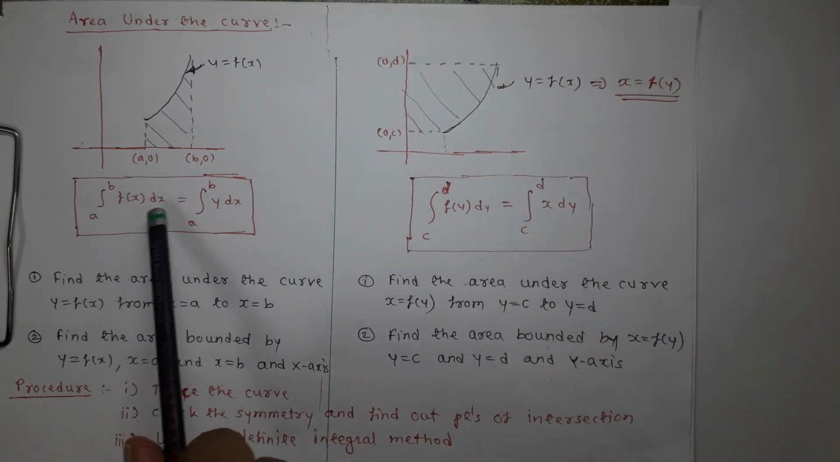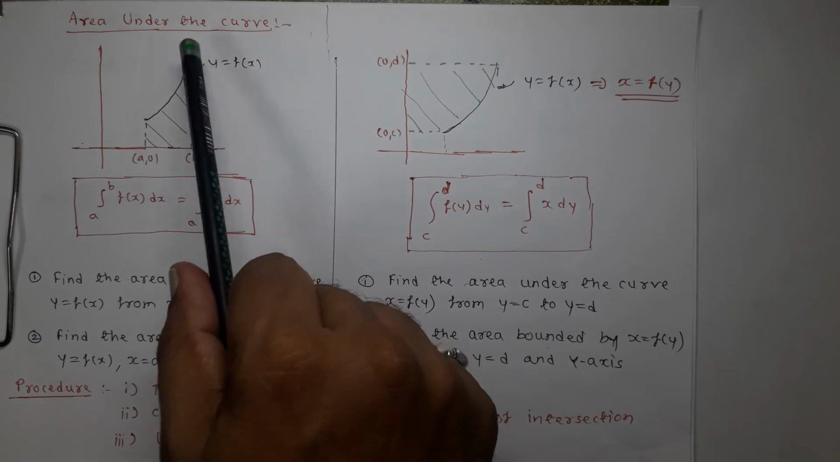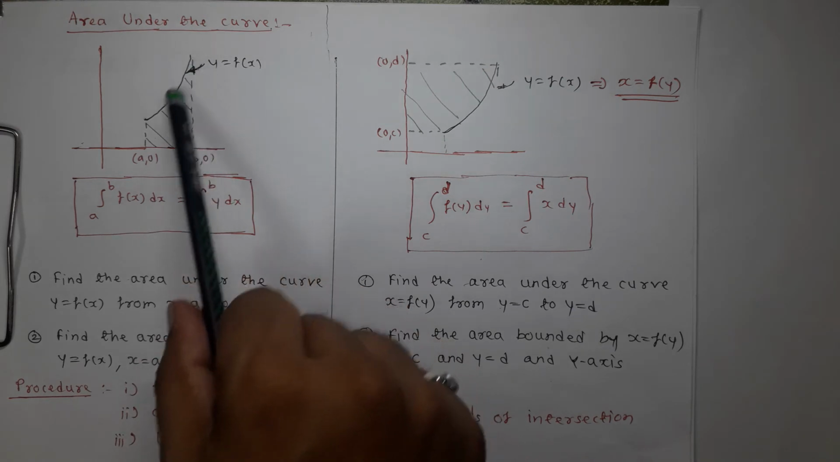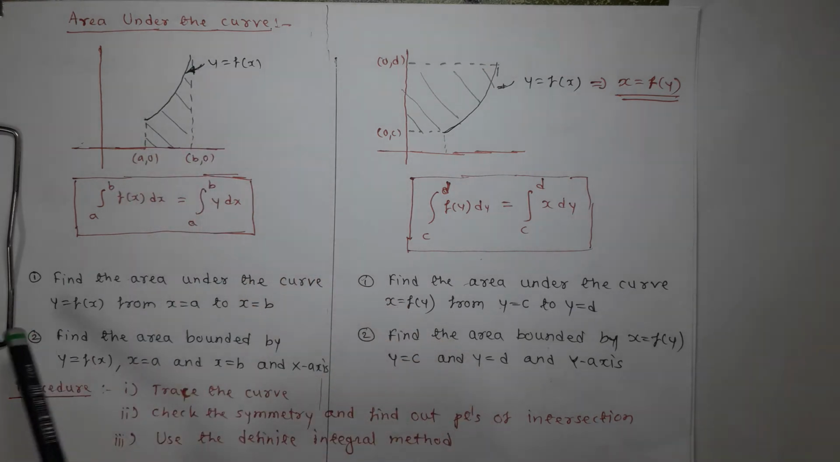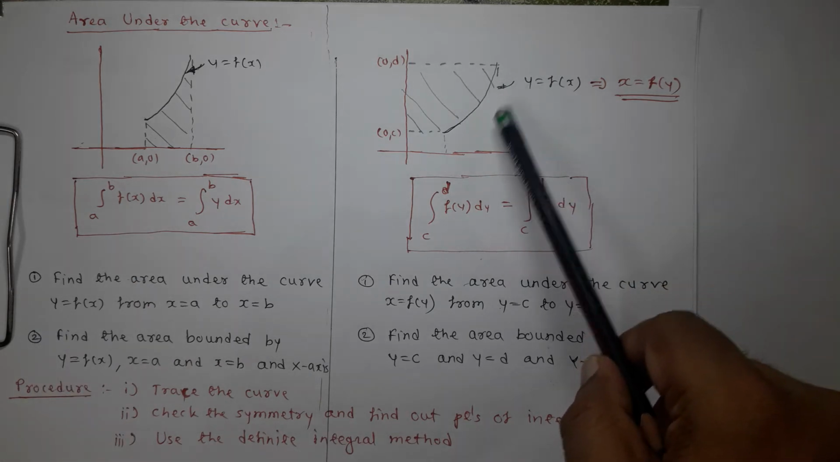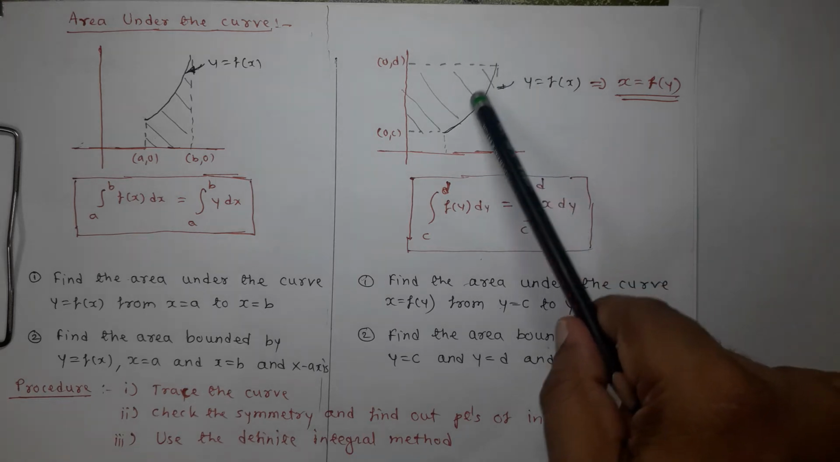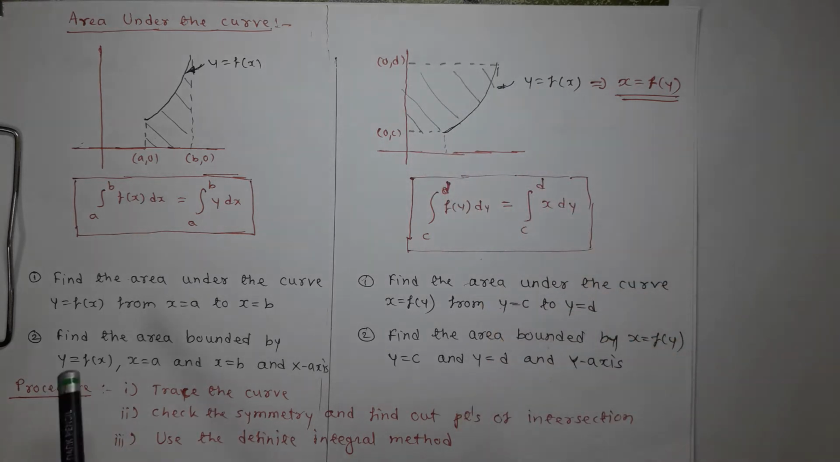So integration of f of x dx gives me the area under the curve. Under the curve means area in between that curve and x axis. Whereas here also I get the area under the curve, but the difference is that here the area under the curve means area in between the curve and the y axis.